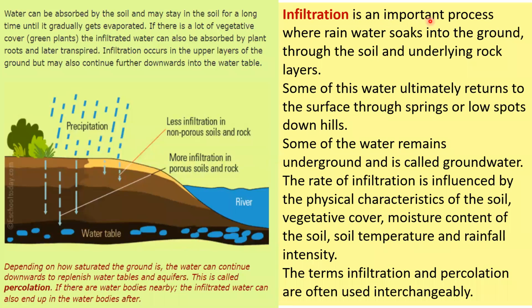Infiltration is an important process where rainwater soaks into the ground through the soil and underlying rock layers. Some of this water ultimately returns to the surface through springs or low spots downhill. Some of the water remains underground and is called underground water. The rate of infiltration is influenced by the physical characteristics of soil, whether the soil is porous or non-porous, the texture of the soil, vegetative cover, moisture content of the soil, soil temperature, and rainfall intensity.